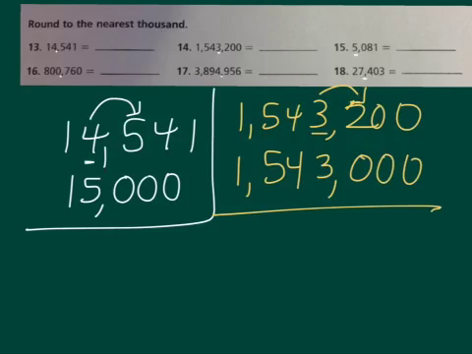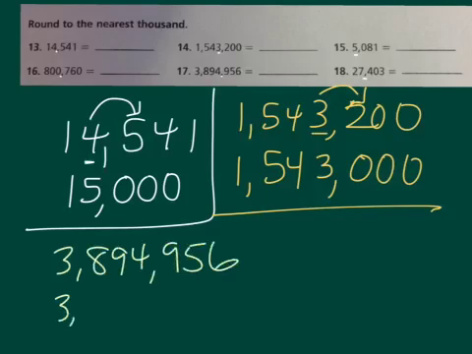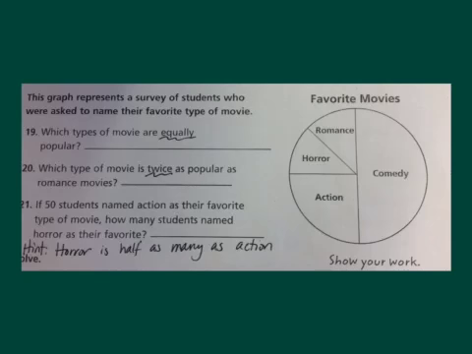For number 17, let's look at. I have another in the millions place. So these numbers are going to stay. I'm rounding this number. It's either going to stay a 4 or go up. I look to the right and it's a 9, which means this goes up to a 5 and everything else becomes zeros. Number 19 asks which of the movies are equally popular, meaning they have the same size.